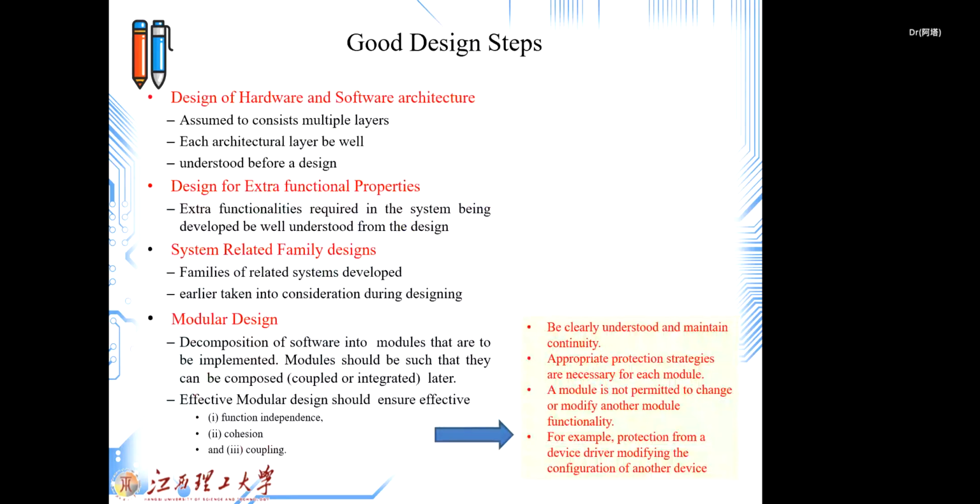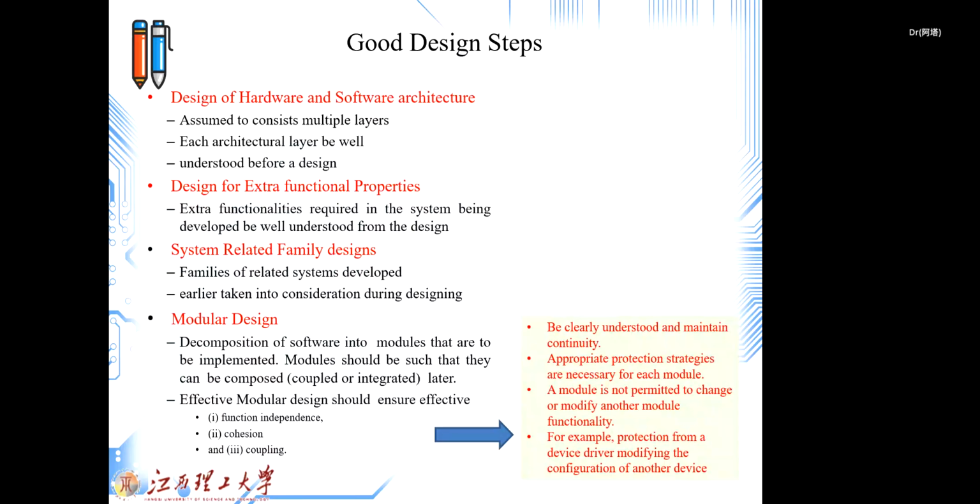Then design of hardware and software architecture is the next step, in which we assume it consists of multiple layers. Each architectural layer will be understood before the design, and then we can use it. Design of extra functional properties: these are functions required in the system being developed, well understood from the design. Next is system related family design, in which families of related systems developed earlier are taken into consideration during the design.